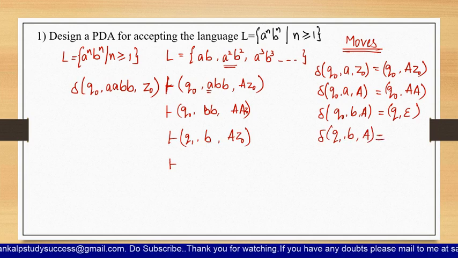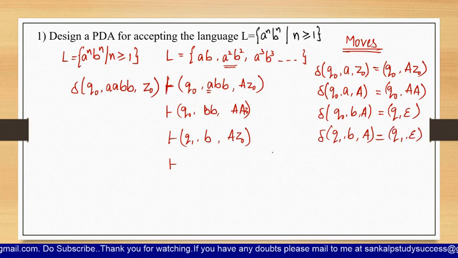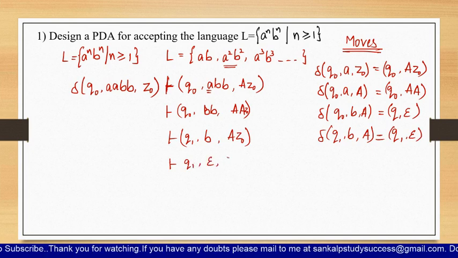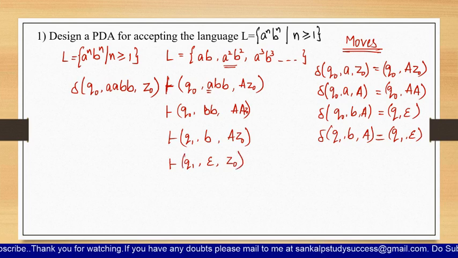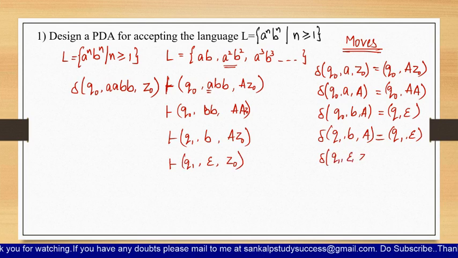Here there is a B. We are not going to the next state, because already for the one B we have moved to the next state. So let us be in the same state and we need to pop an element because we got B here. So Q1, we have processed B, and then you need to pop it, so it becomes Z0. So Q1, epsilon and Z0. This is our last move.